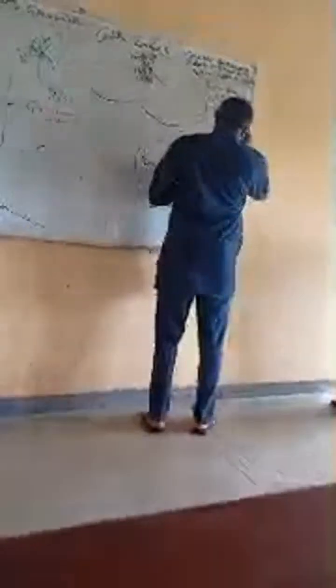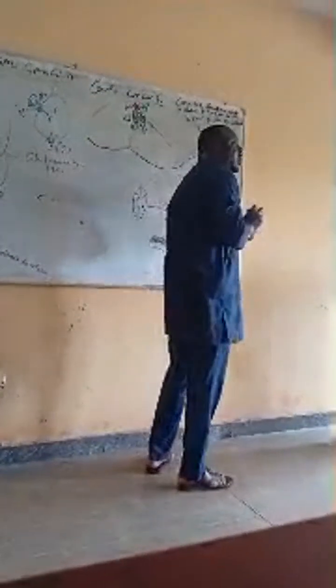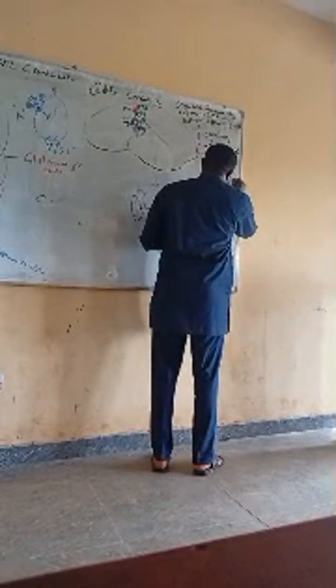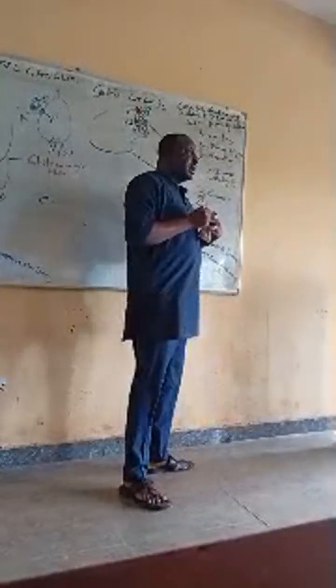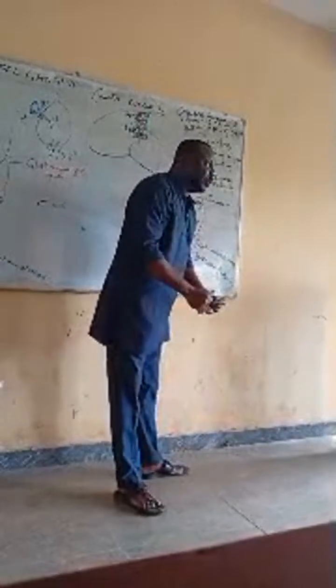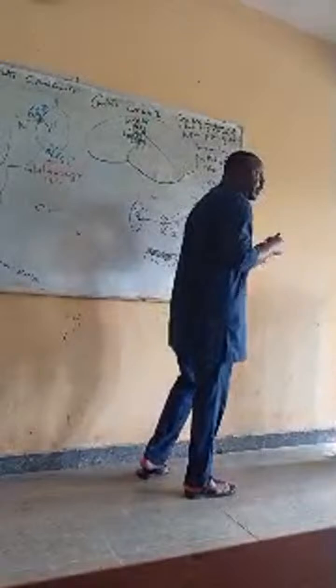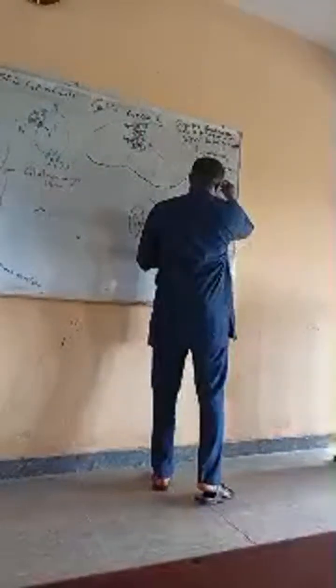Akinesia is difficulty in initiating movement. Rigidity: the hands and legs will be very stiff, rigid, and there are tremors. The hands and the wrist will be shaking and trembling. That's what is called Parkinson's disease.